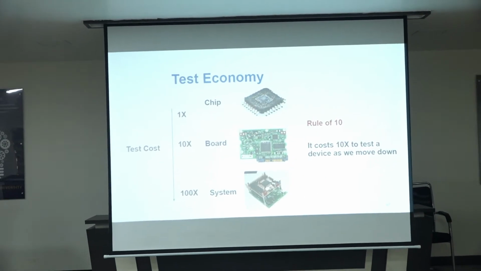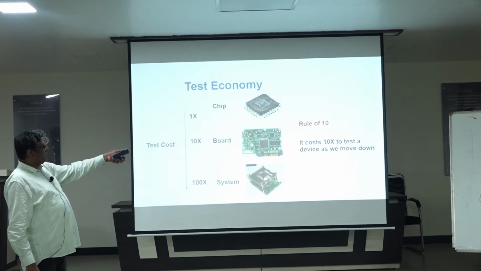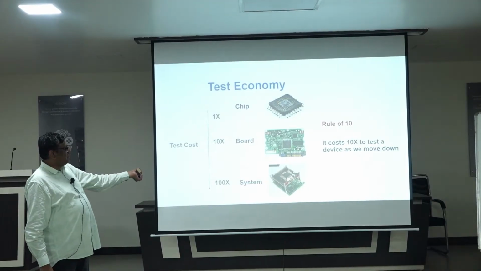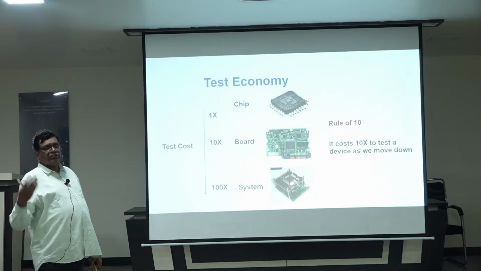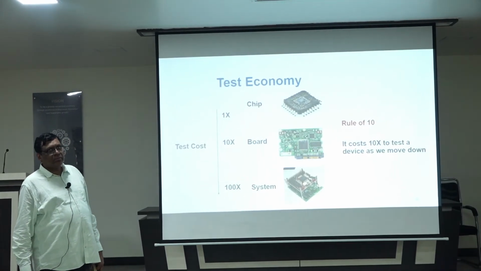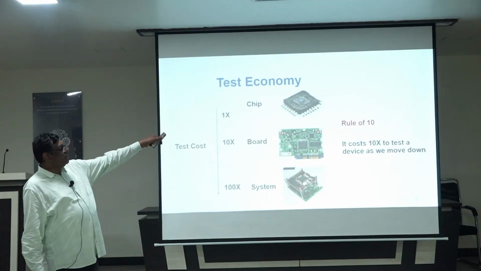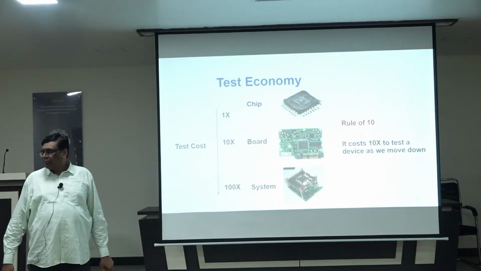So similar thing on this: at the chip level it is 1x cost, at the board level it will be 10x cost, and it becomes 100x at the system level. In servers they are using it. So if some chip has failed, replacing it is very costly. If it fails at the manufacturer, when they are testing it, the cost will be less.